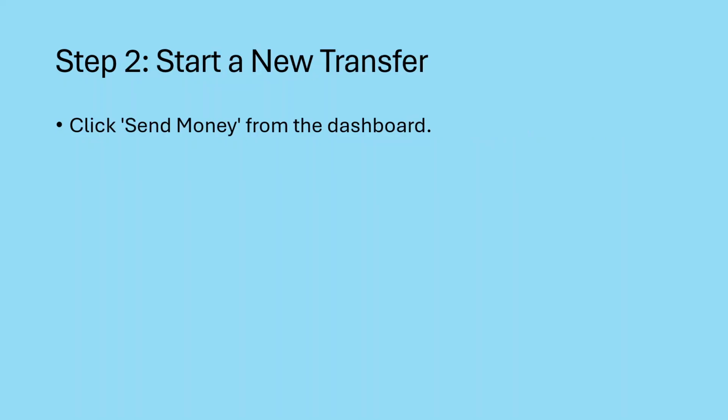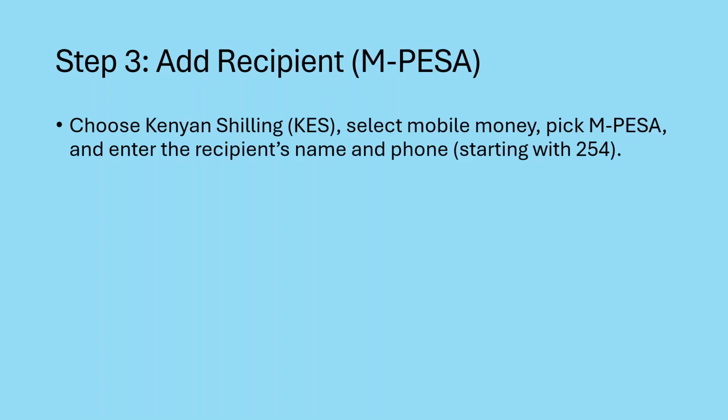Step 2. Start a new transfer. Click Send Money from the dashboard. Step 3. Add recipient, M-PESA. Choose Kenyan shilling, select mobile money, pick M-PESA and enter the recipient's name and phone, starting with 254.